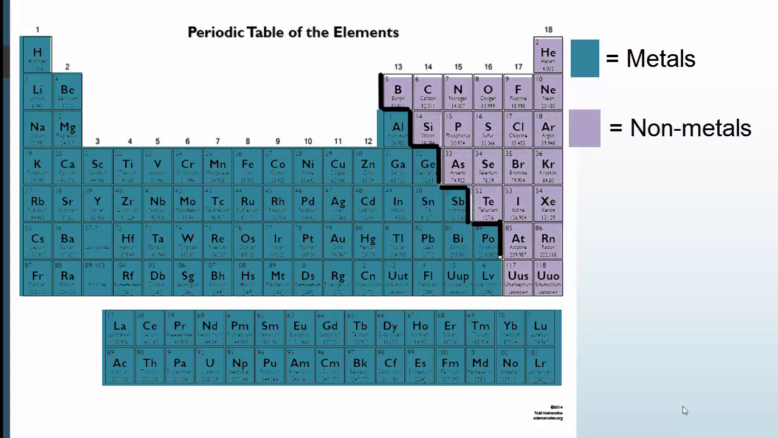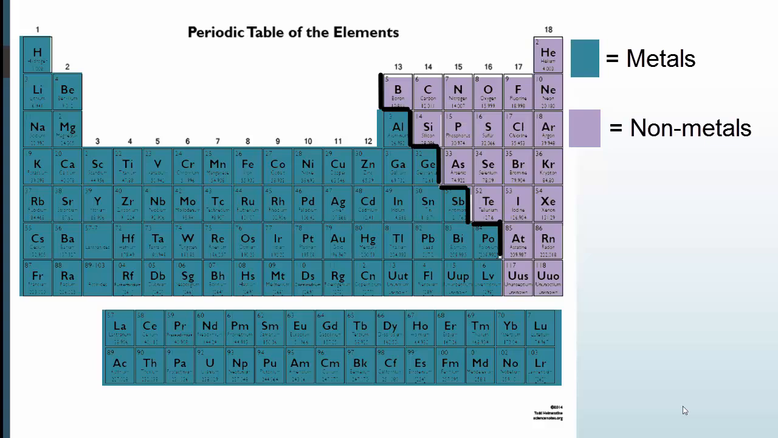Everything to the right of the staircase are the nonmetals. These are, as you'd expect, pretty much the opposite of metals. At room temperature, 25 degrees Celsius, they can be solids, liquids, or gases, depending upon what the element is. Most of them are poor conductors of electricity. Most of them are poor conductors of heat, and so on and so forth.